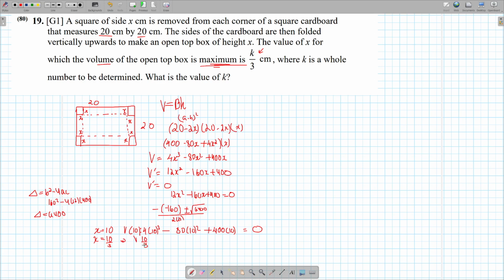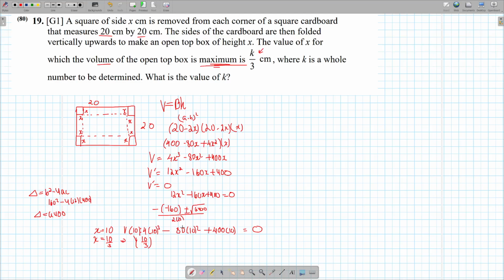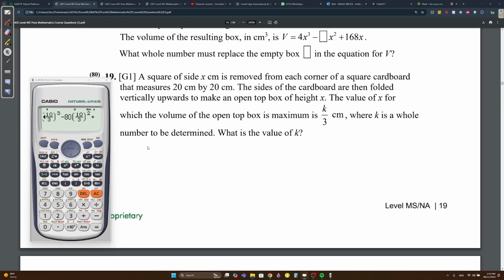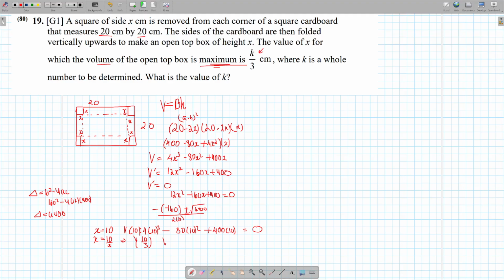How about V of 10 over 3? Let's just substitute 10 over 3. So it's going to be 4 times 10 over 3 cubed minus 80 times 10 over 3 squared plus 400 times 10 over 3. You get, whoa, why is that wrong? I know for a fact that's wrong. Oh, no, that's correct, that's correct. Yeah, so you get 16000 over 27. So you have to show that V of 10 over 3 is equal to 16000 over 27. Okay, so therefore, x equals 10 over 3 is the maximum.